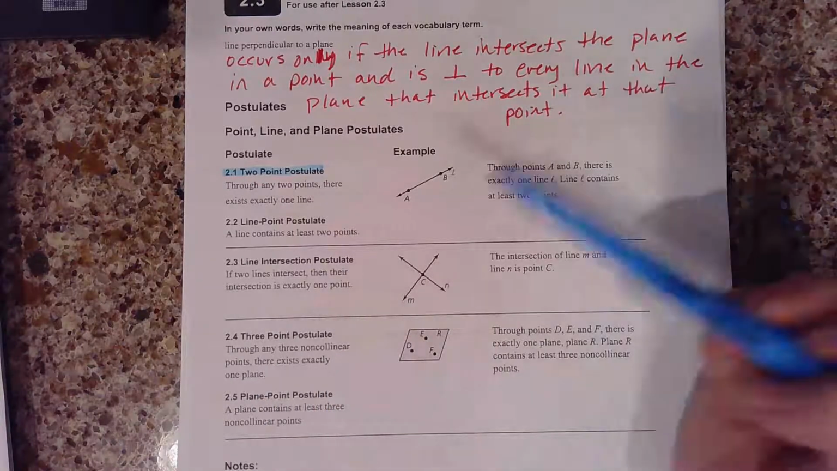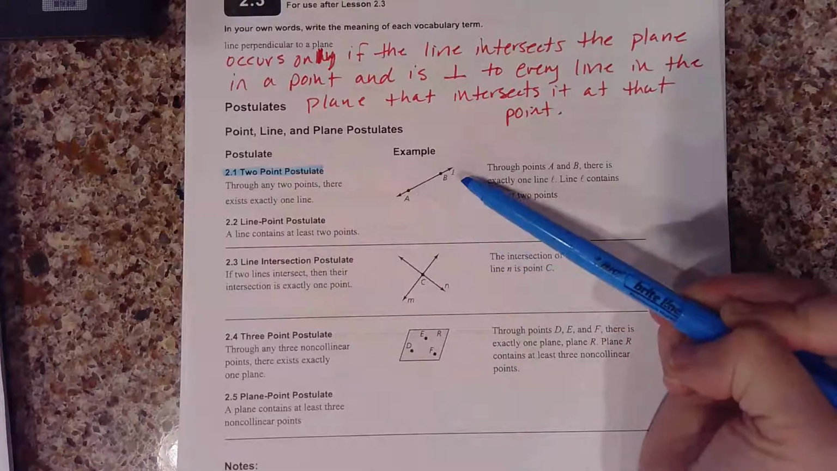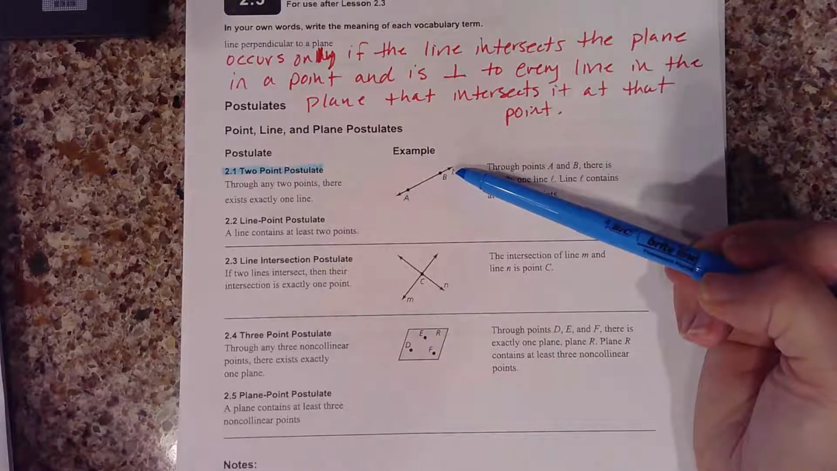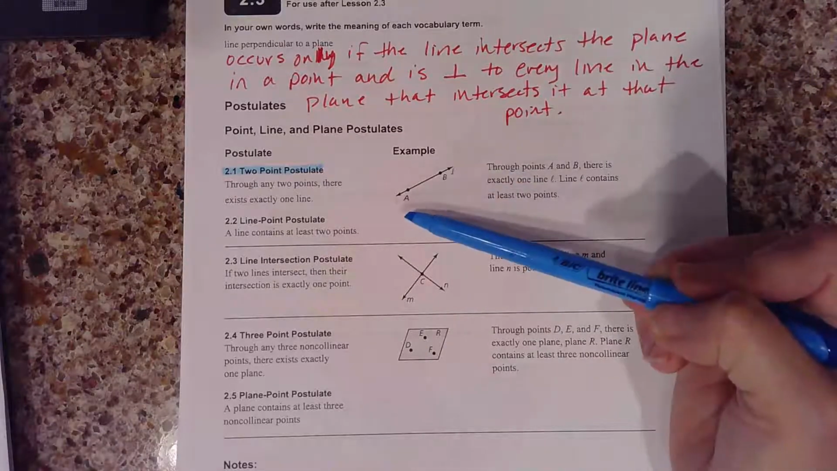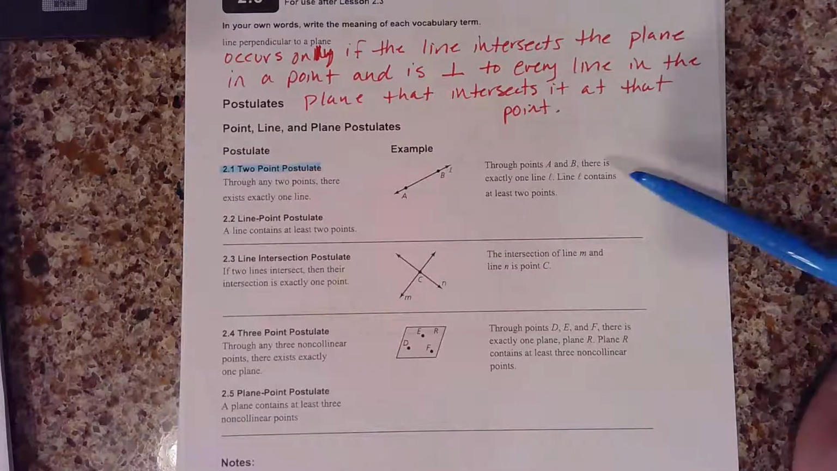What they're giving you as an example here is line AB. If you have 2 points, you can draw a line through them. Again, remember, a line's infinite, it goes on forever in both directions. Notice you can also call this line L, or you can call it line AB or line BA. So there's a couple different options here.